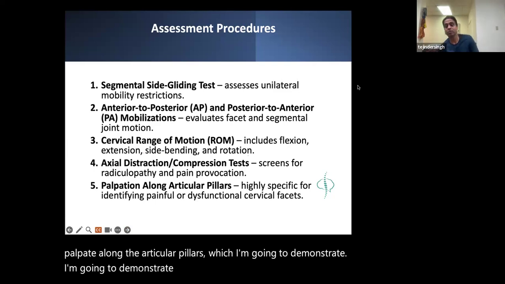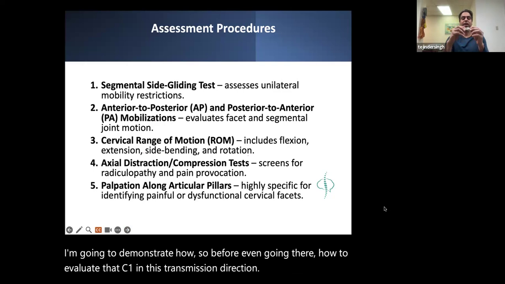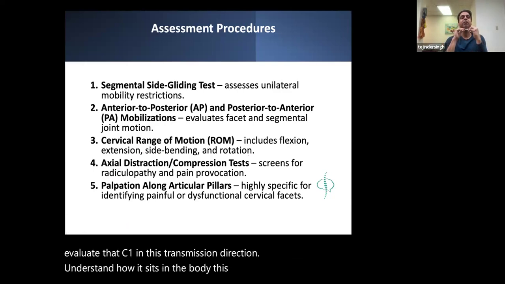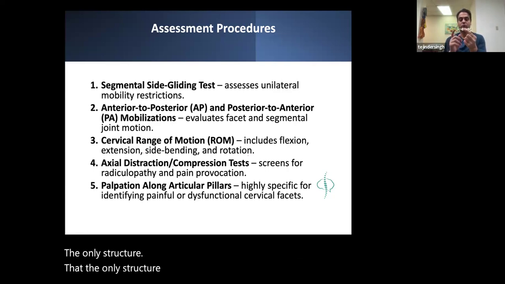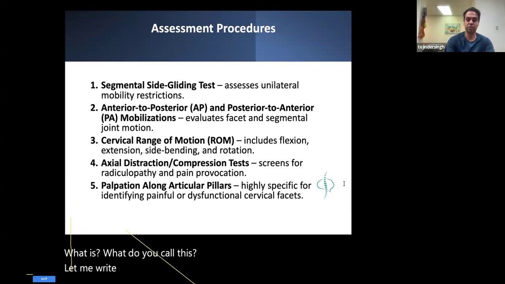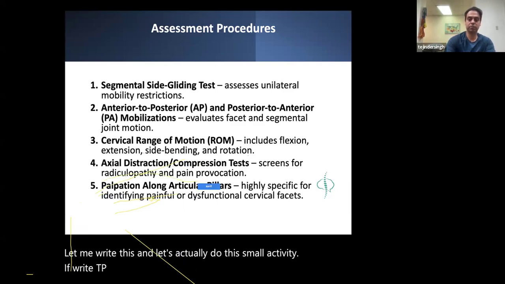So before even going there, how to evaluate C1 in its transverse direction, understand how it sits in the body. This is your C1, right? The only structure that you can palpate is the transverse process, right? If the right transverse process is inferior, what do you call this? Let me write this and let's do this small activity. If right TP is inferior, what is your interpretation?